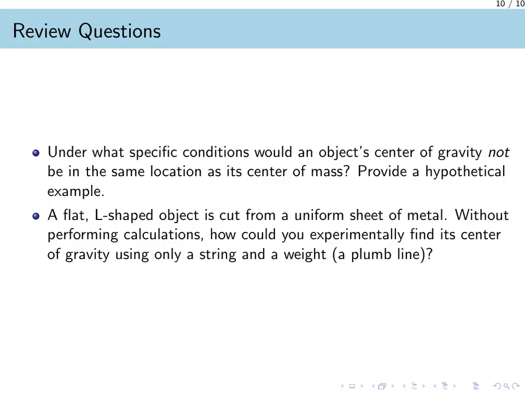It asks how you could experimentally find the center of gravity of an L-shaped object using only a string and a weight, which is also called a plumb line. The key is to remember that when an object is freely suspended, its center of gravity will always hang directly below the point of suspension. How could you use that fact to pinpoint the exact location? Take a moment to think through these scenarios. They are excellent ways to solidify your understanding of these important concepts.